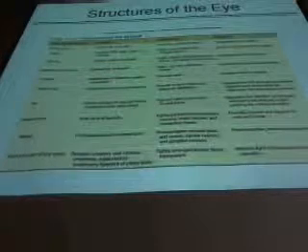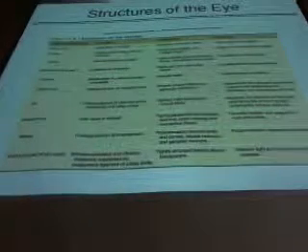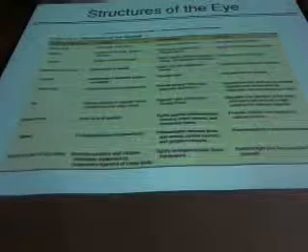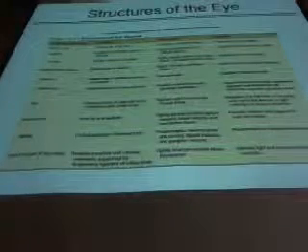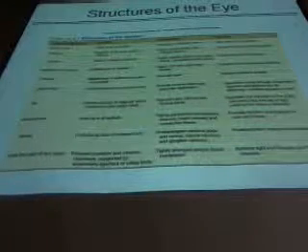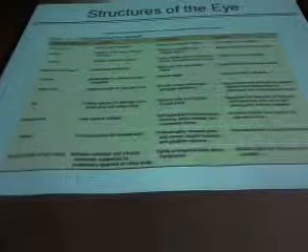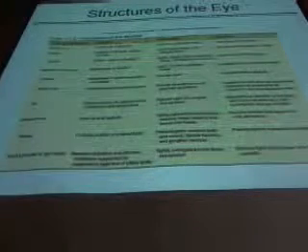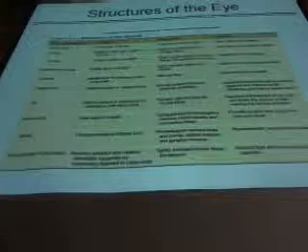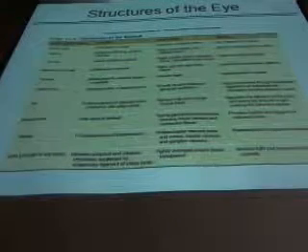Middle layer, the posterior portion of the eyeball is the choroid. The ciliary body is muscles. They hold the lens in place. The iris is the anterior portion of the vascular tunic, and we'll have a diagram up here. Pigmented cells, that's where you get your eye color.